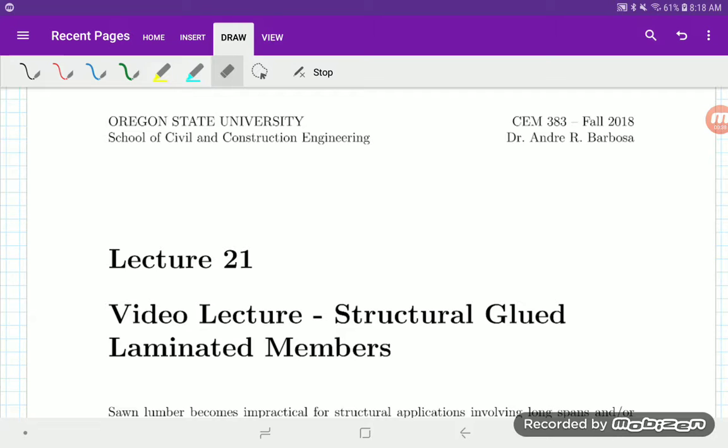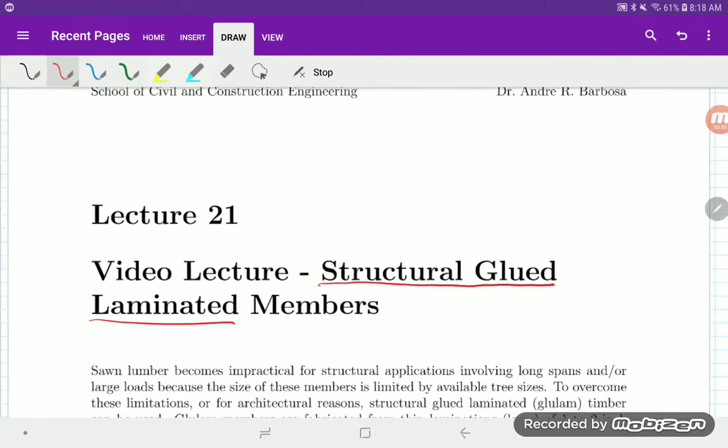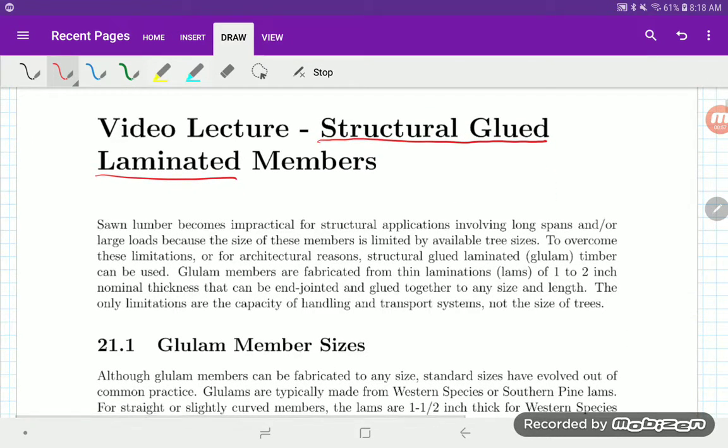Okay, so we are talking about glulams, which is short for structural glued laminated members, and you'll usually just say glulams, and it is very useful. It is not the same thing as sawn lumber. So when you had your 2x or 4x, that's what we call just sawn lumber. And glulam is what we're talking about now.